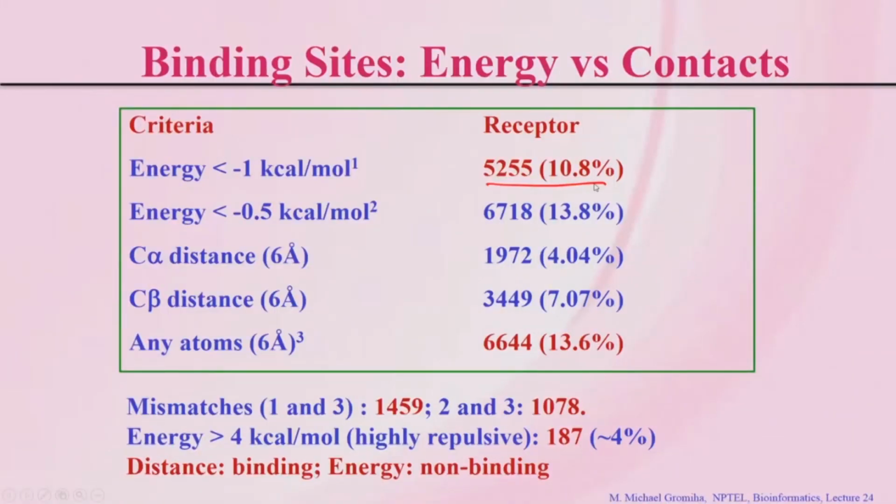identified as binding sites, and we used different types of distances. If you use 6 angstrom with any atoms, you can say about 13.6. If it is C alpha, it is 4, and for C beta it is 7. So, our 1 kilocalorie per mole is in between the C beta distance as well as any atoms. And if you see, there are many matches, more than 80%, 90%, and some mismatches, mainly because some of the repulsive interactions are also taken into account in this type of energy based criteria. That is the reason.